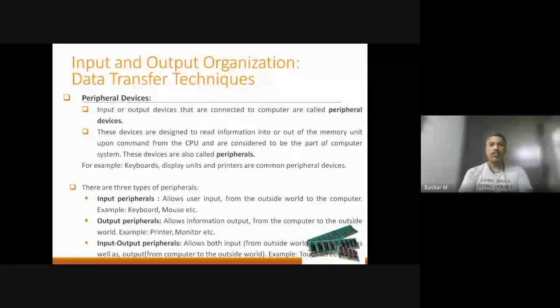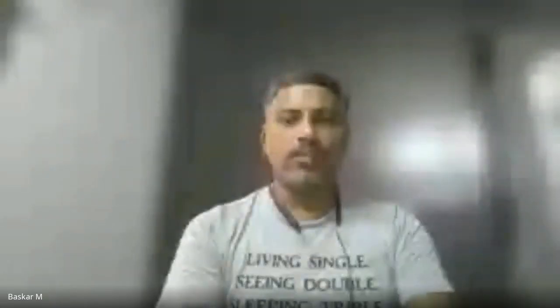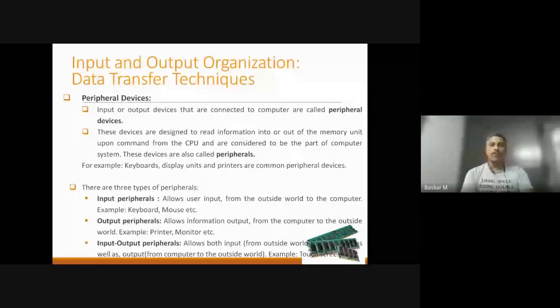For example, touch screens. In our mobile phones nowadays we are using touch screens, with which we can give input as well as see the output. Understood? Whatever you press on your touch screen is your input. Then after pressing, your mobile phone gives some output, that is your output. So obviously touch screens are mainly used as input and output peripherals.